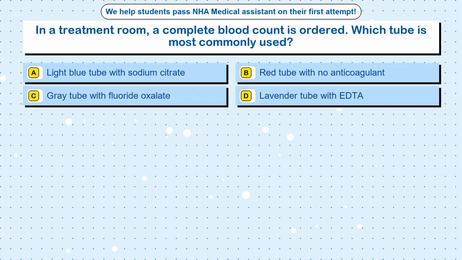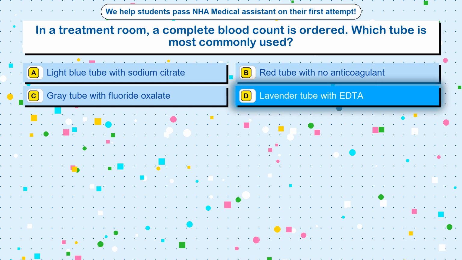Question 19. In a treatment room, a complete blood count is ordered. Which tube is most commonly used? Option A. Light blue tube with sodium citrate. Option B. Red tube with no anticoagulant. Option C. Gray tube with fluoride oxalate. Option D. Lavender tube with EDTA. The correct answer is option D.